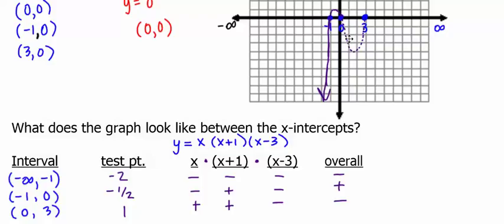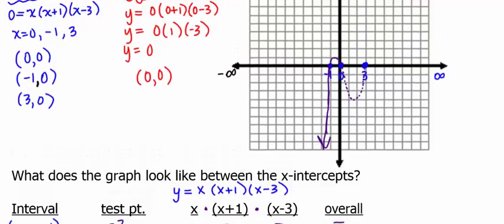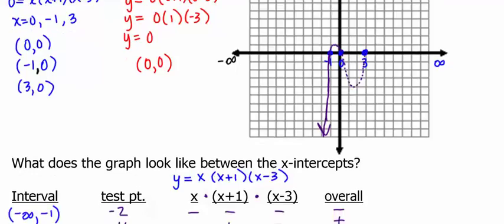Now notice how I'm dotting my sketch, because I don't know how far this graph is going to actually come down into the fourth quadrant. So I'm just putting a dashed line because it's just a sketch. Now I need to confirm that I'm going to get positive outputs between 3 and infinity on the x-axis.